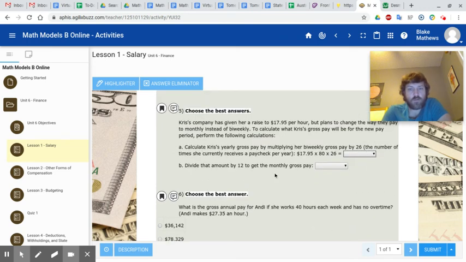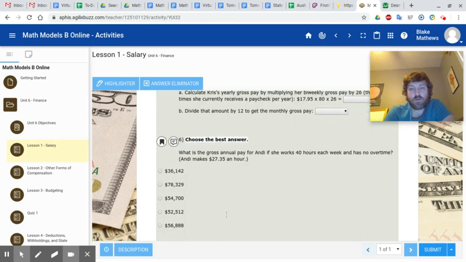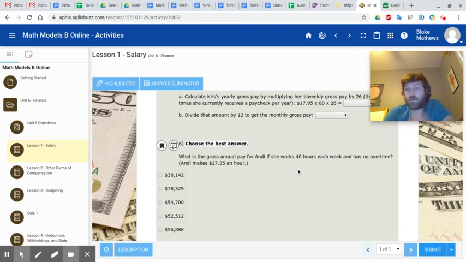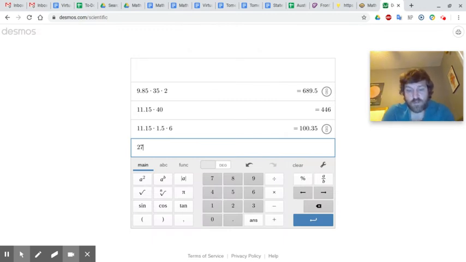Now I'm a little bit confused. Oh, okay. Sorry about that. All they did was change the hourly wage. So now they want to know all the weeks. So it's like $27.35 times 40 hours for each week times 52 weeks. So you need to multiply those numbers together completely. So $27.95, I'll go ahead and do this one. $27.95 times 40 hours a week times 52 weeks in the entire year.